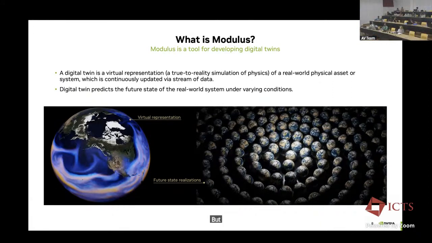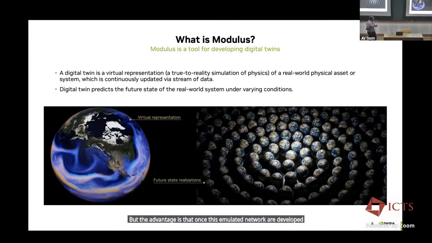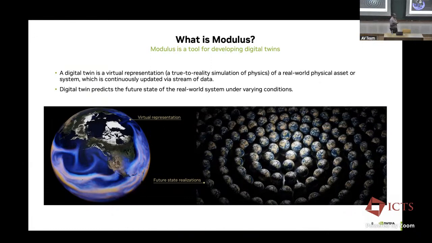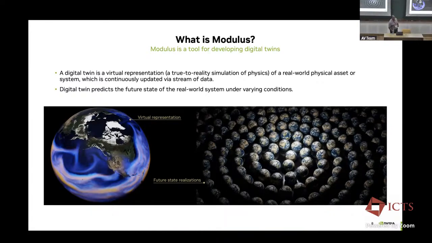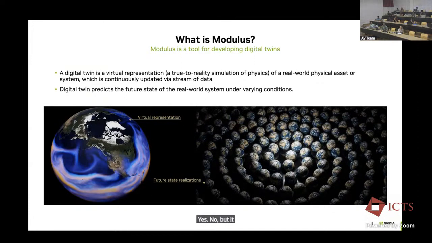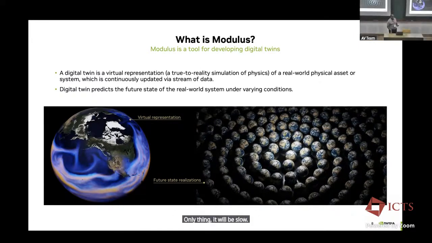But the advantage is that once these emulated networks are developed and trained, then you can do inferencing really fast, and then you can use it to generate digital twins. Running on GPU, yeah. Everything is running on GPUs. But it has a facility to run it on CPUs also. Only thing, it will be slow. That's all.